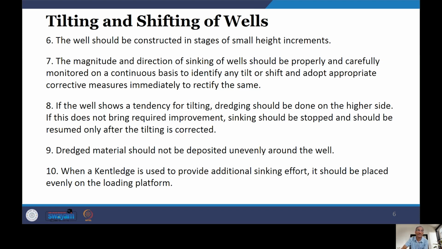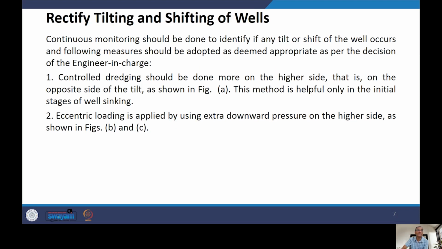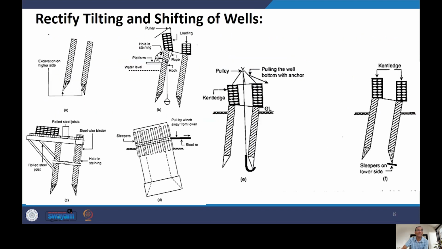The tilting and shifting of wells are explained using these figures also. So let me share with you before I go. Here you have a well. Let's say it is inclined. So excavation should be done on the higher side. Then in figure B, you could see a plumb, which is used to measure the inclination of this well with respect to the vertical. To correct this, naturally, if you tilt this portion to the left-hand side, then the tilt will be corrected.